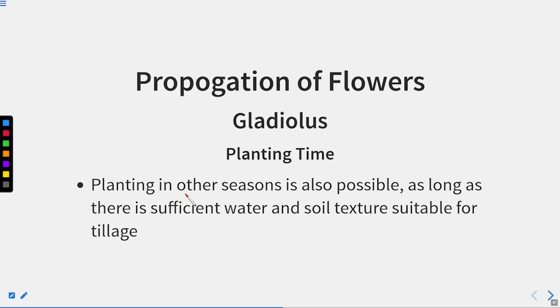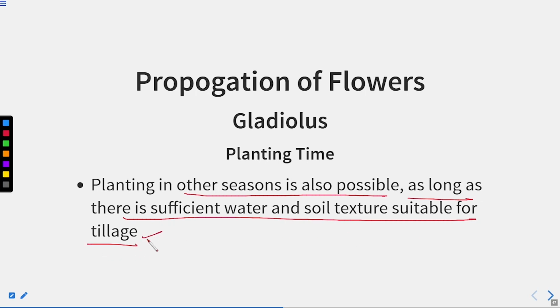Planting in another season is also possible as long as there is sufficient water and soil texture suitable for tillage. So this particular plant can be grown in the other seasons also, but make sure that you have enough water availability for the plant, and also the soil's texture is suitable for the growth of the plant.